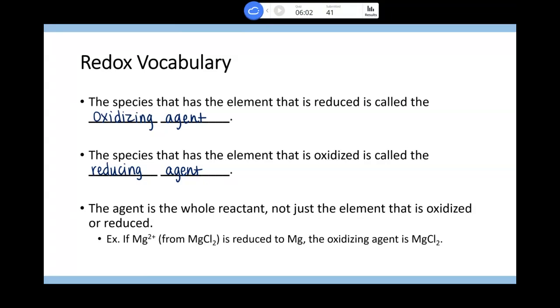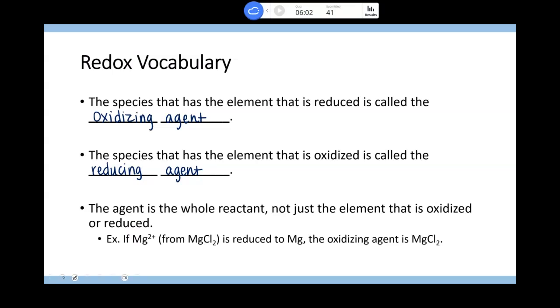When we're talking about oxidizing agents and reducing agents, that's the whole reactant, not just the element that's oxidized or reduced. So here's an example. If we have a reaction where magnesium chloride is a reactant, and magnesium metal, neutral magnesium, is a product, magnesium starts with a +2 oxidation state and ends with a 0. So the magnesium element is reduced, its oxidation state decreases. That's the individual element that is reduced. But the oxidizing agent is this whole compound.